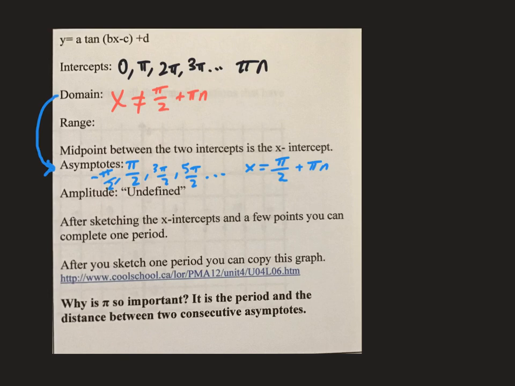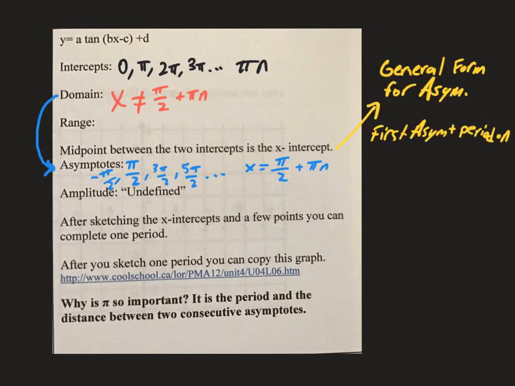Now, this is dependent on the period, guys. So I'm going to make a note off to the side here. And what this note says is that the general form for asymptotes is going to be the first asymptote plus the period times n. So when we transform, our asymptotes are actually going to move around with the graph when we stretch it or shrink it. And we just want to note that it's going to be the first asymptote that you find, plus the period times n.